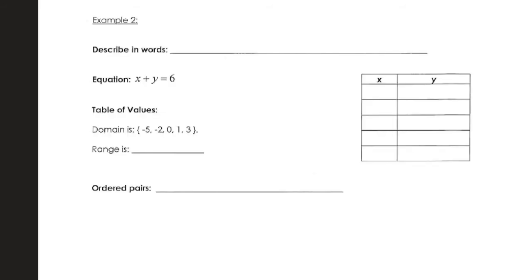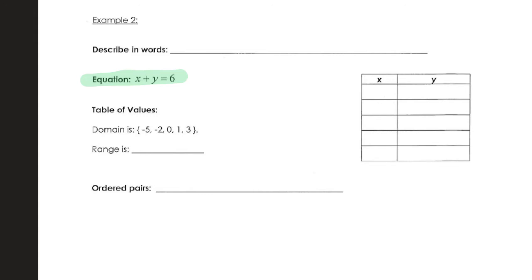Okay, now you take a look at example 2, and I've left the description in words blank. But instead this time, I've given you an equation. So this time, what I need you to do is to go through and try to describe that in words. We notice that the range is missing. So we need to fill in the range, we need to fill in our table, and we need to fill in our points. The only thing that I want to do together in this instance is the description in words.